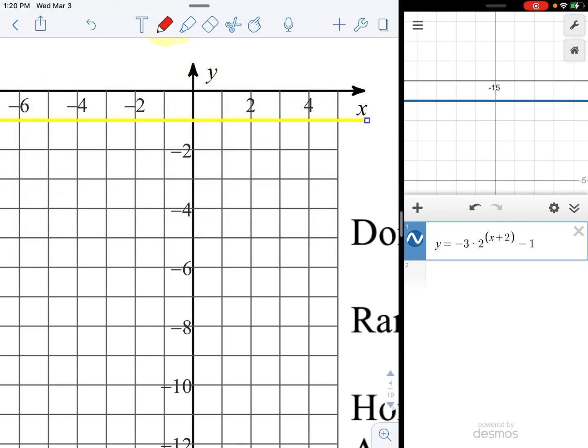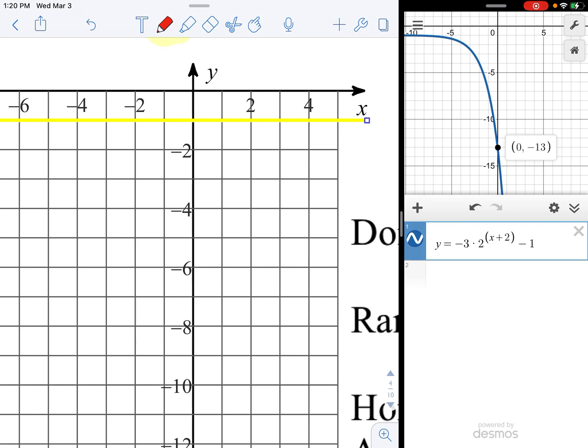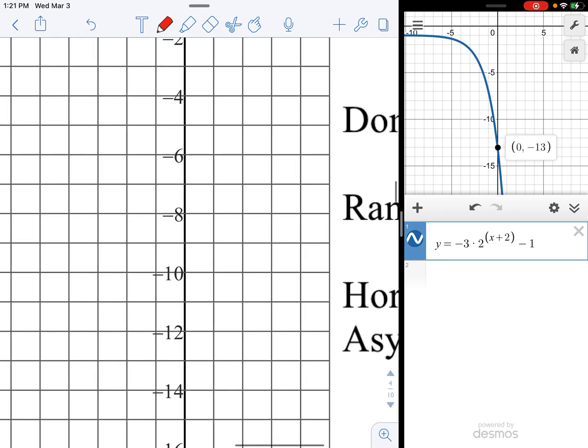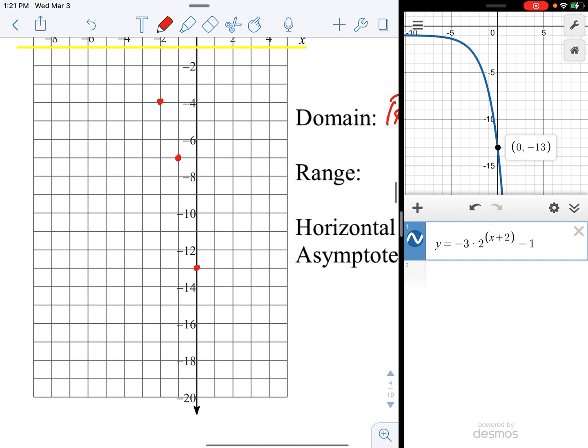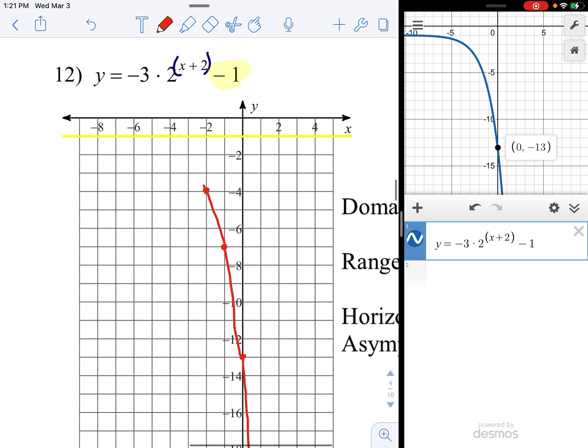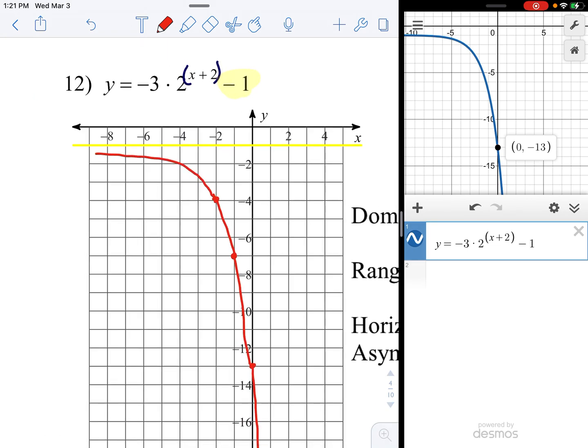Switch back to red. If I want to get a decent drawing, is there a y-intercept? Looks like 0, -13 is a decent y-intercept. Are there any other key points that would help? That looks kind of key right there. -1, -7. And anything else that looks like a whole number? -2, -4. Yep, -2, -4. That's probably enough. So we're kind of coming like this to there, to there. And eventually we curve and start going like that.